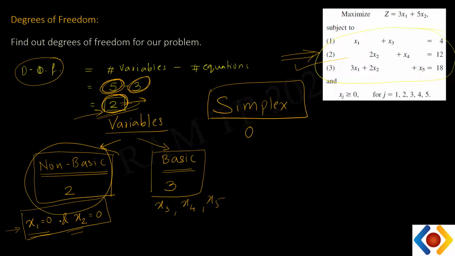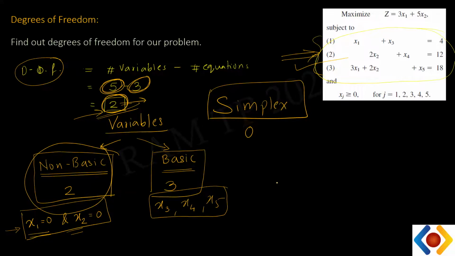Sir, in non-basic, we get two variables and we have to assume both of them are 0? Absolutely correct. And whatever remaining variables are there, the basic ones, we will find out the values for those variables using these equations.